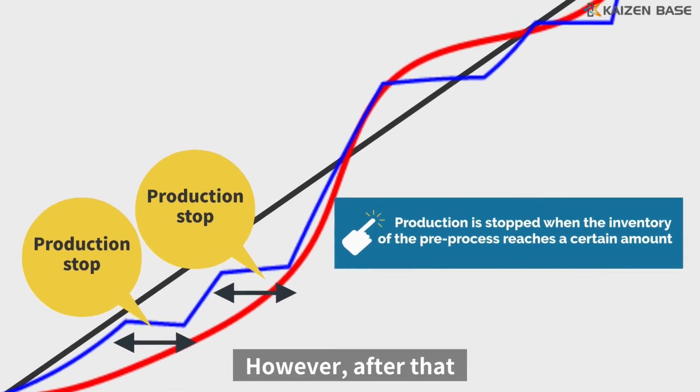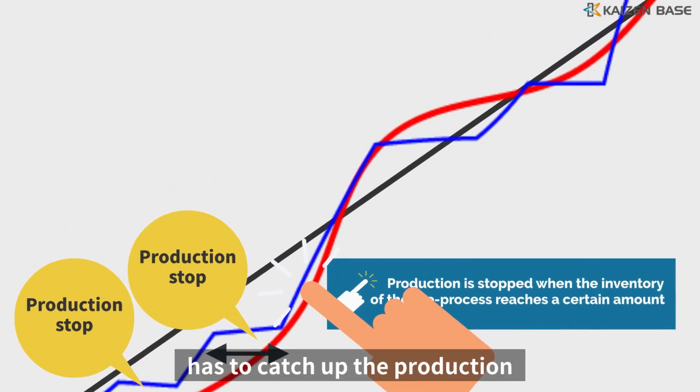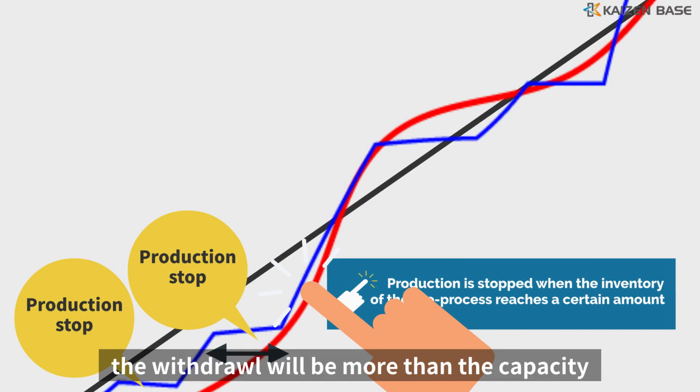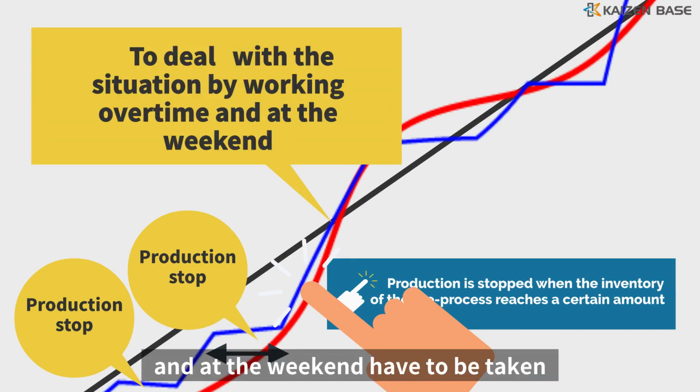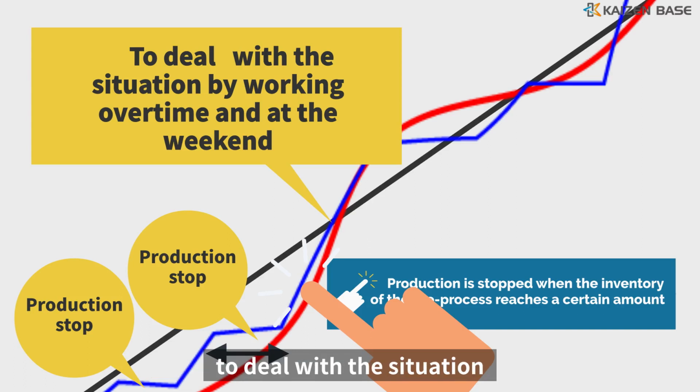However, after that, at the timing when the post-process has to catch up the production, the withdrawal will be more than the capacity, which will result in measures such as working overtime and at the weekend having to be taken to deal with the situation.